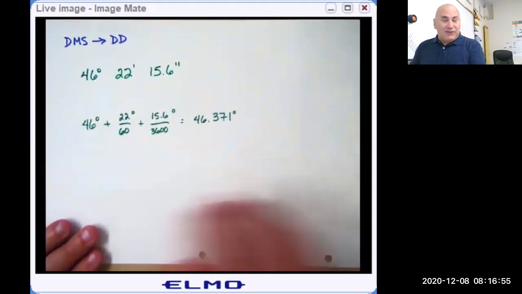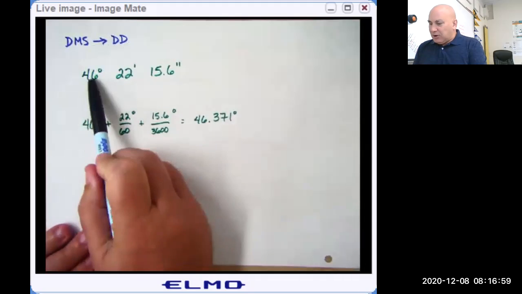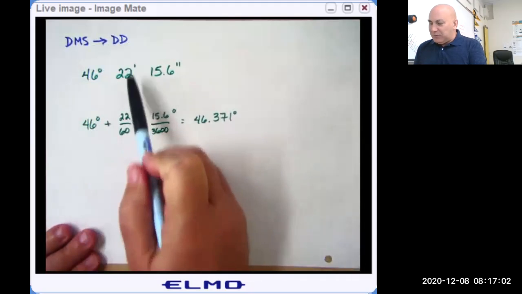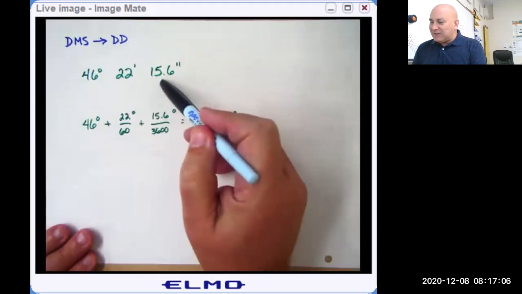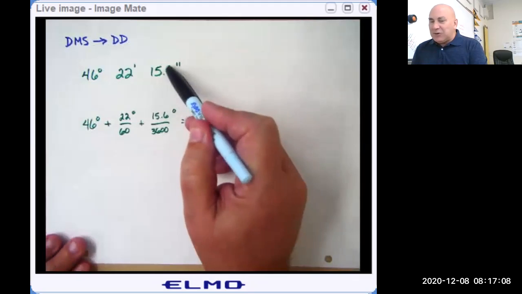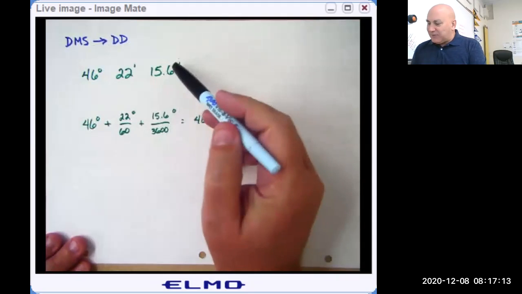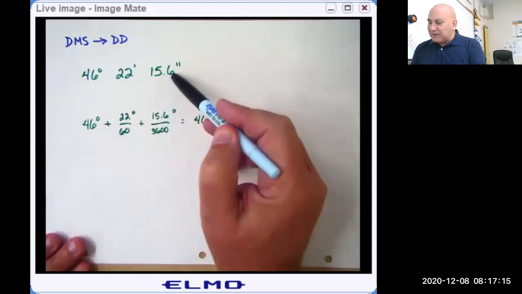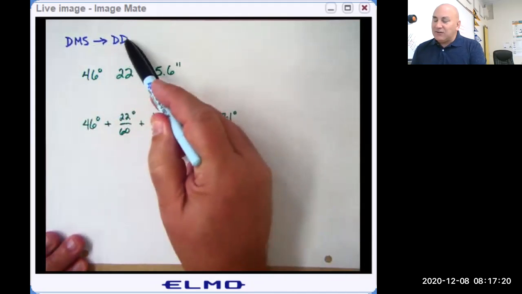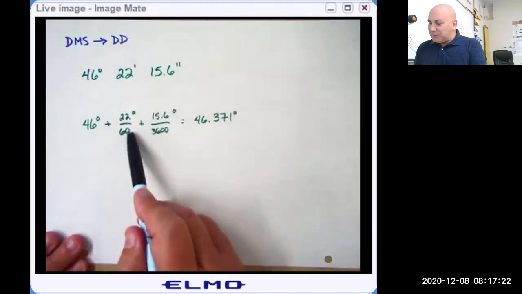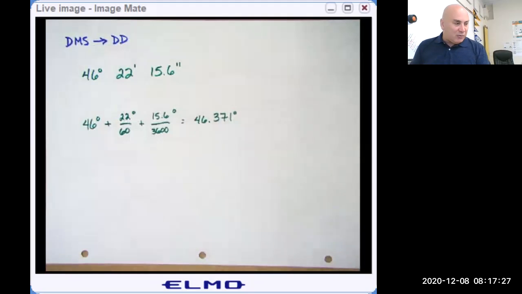When you go backwards, though, from degrees, minutes, and seconds to decimal degrees, you got your 46 degrees, 22 minutes is 22/60ths of a degree. Some people want to divide this by 60, but that would only get you minutes. You have to divide by 3,600 because we have to convert 15.6 seconds into degrees. So we divide the minutes by 60, the seconds by 3,600, and we're right back to where we started.